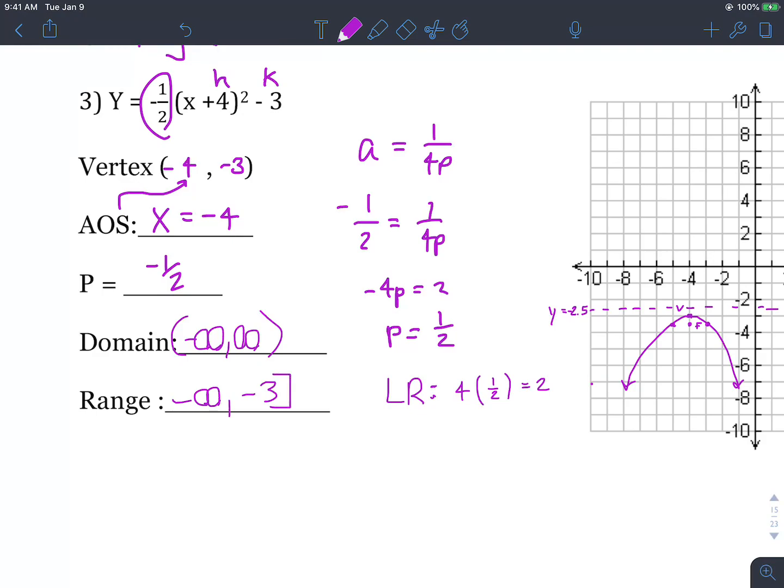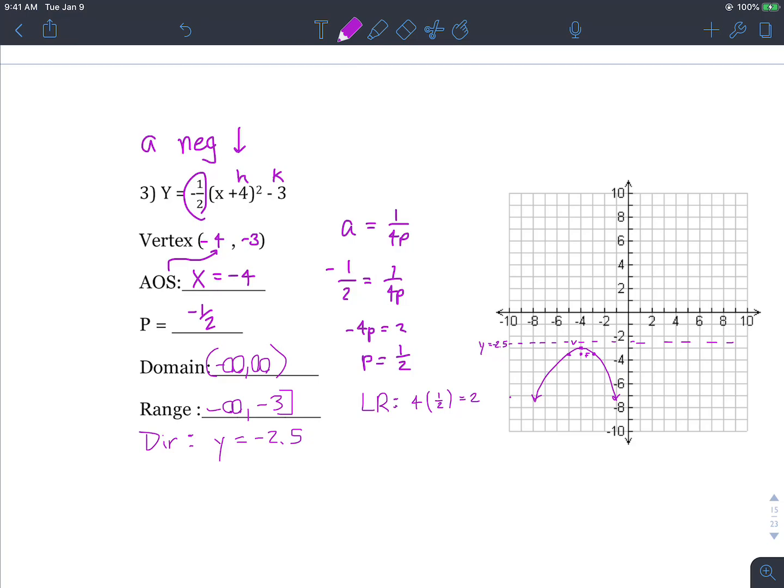And then, yeah, let's say the directrix is at, what's that, y equals negative 2.5. There you go, and that's all the different things there.